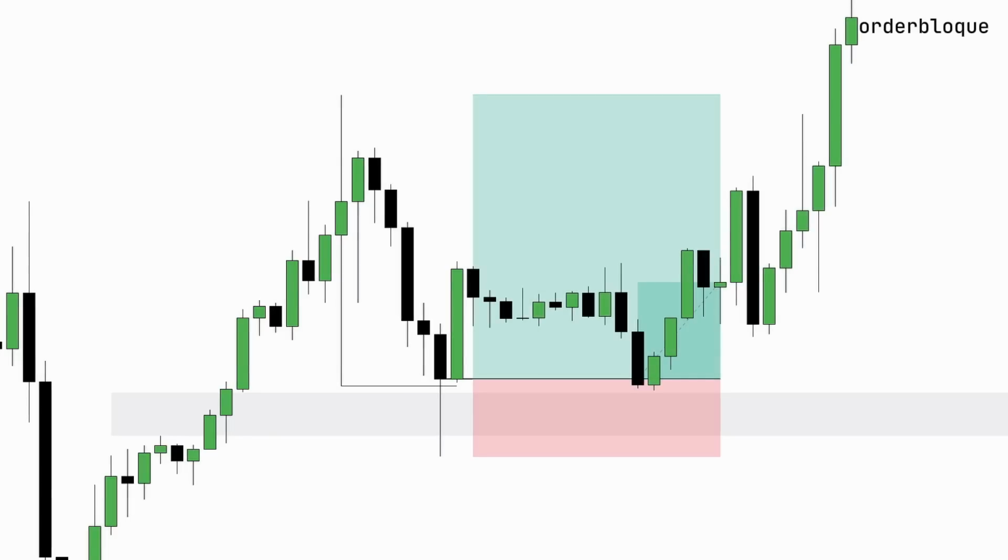I want to emphasize that you should only use those rejection blocks that, along with rebalancing, made a fractal liquidity raid. And after that, the second candle that forms them engulfed the first one. That is, as you can see here, a long green candle, indicating an impulsive reaction.